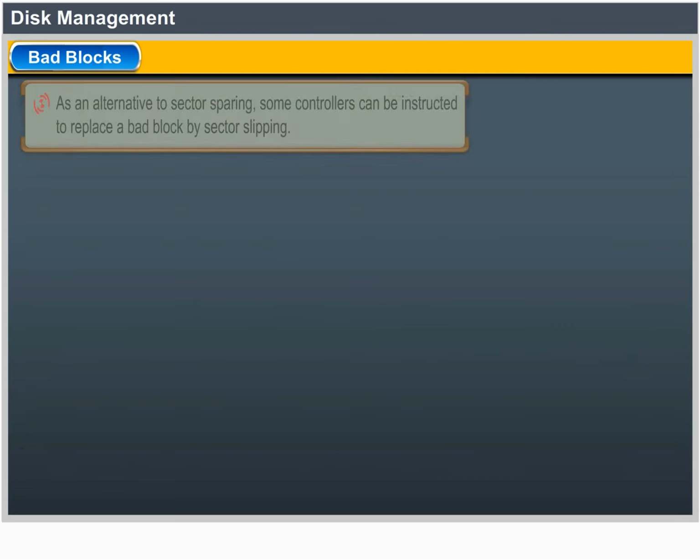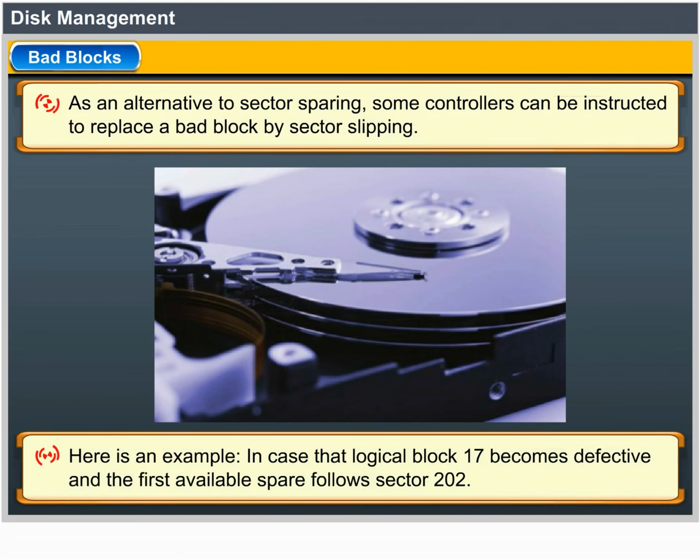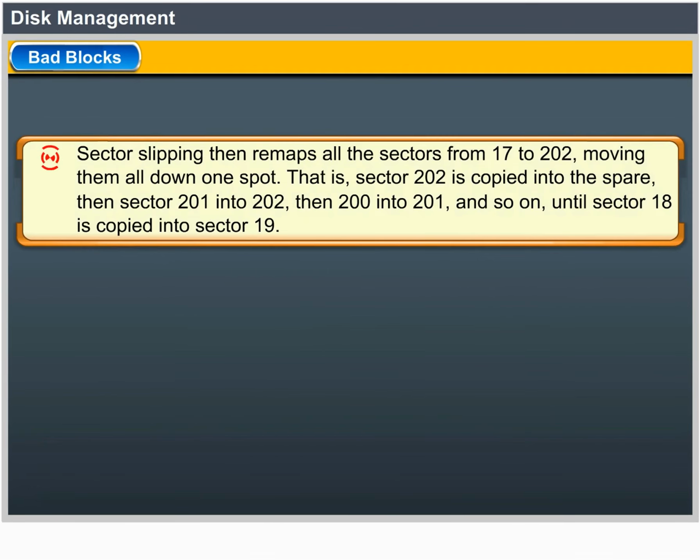As an alternative to sector sparing, some controllers can be instructed to replace a bad block by sector slipping. Here is an example. Suppose that logical block 17 becomes defective and the first available spare follows sector 202. Sector slipping then remaps all the sectors from 17 to 202, moving them all down one spot. That is, sector 202 is copied into the spare, then sector 201 into 202, then 200 into 201, and so on until sector 18 is copied into sector 19.